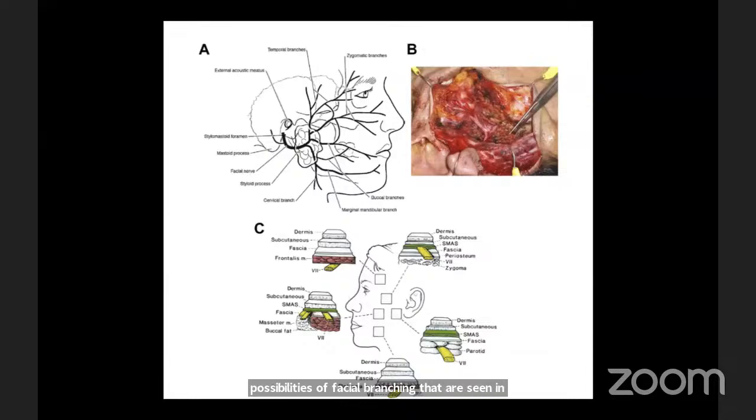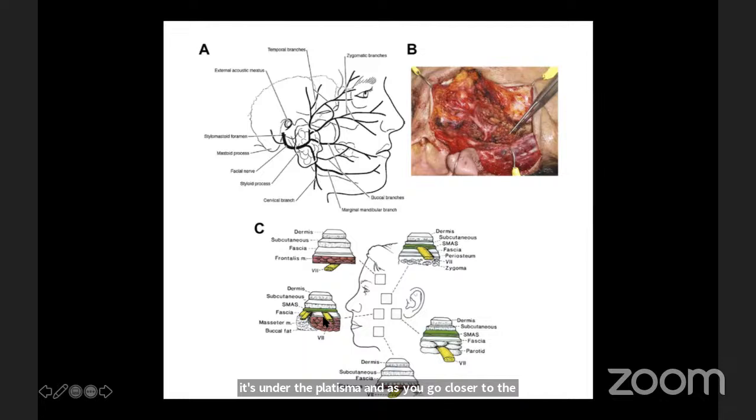And this is again a picture to show you the different levels of the facial nerve at different areas. So you can see at the frontal area, it's below the frontalis muscle. In the zygomatic area, it's just below the SMAS. As you come to the preauricular area, it's in the periparotid fascia. As you come down, it's under the platysma. And as you go closer to the angle of mouth, it's over the masseter muscle.